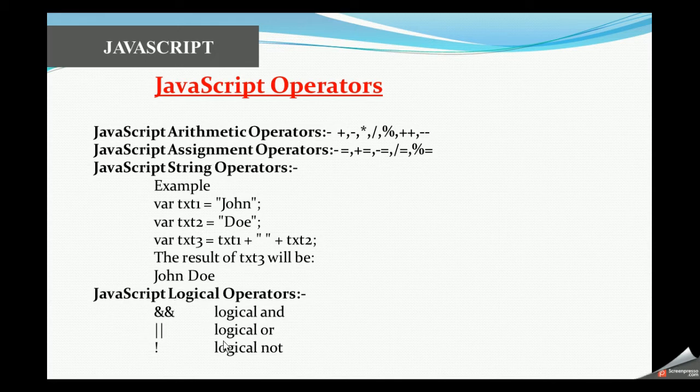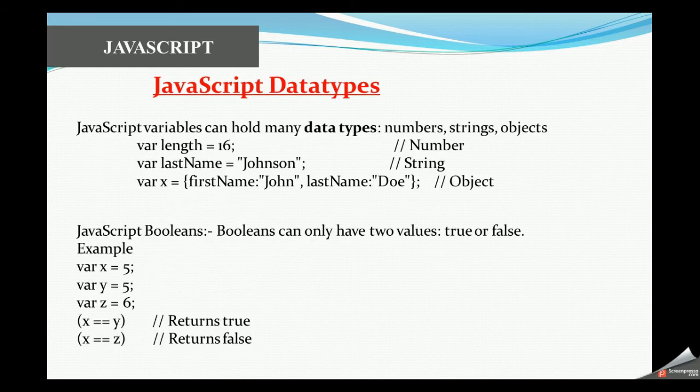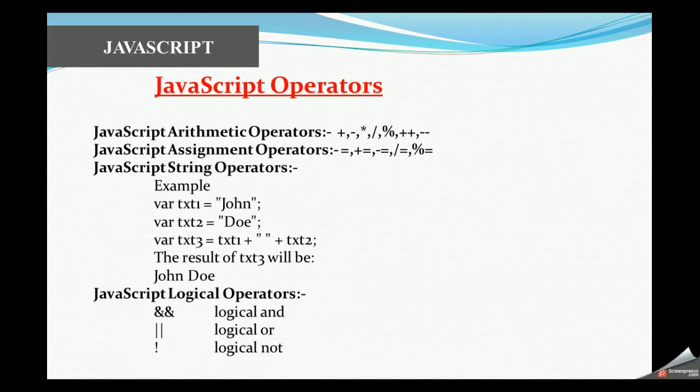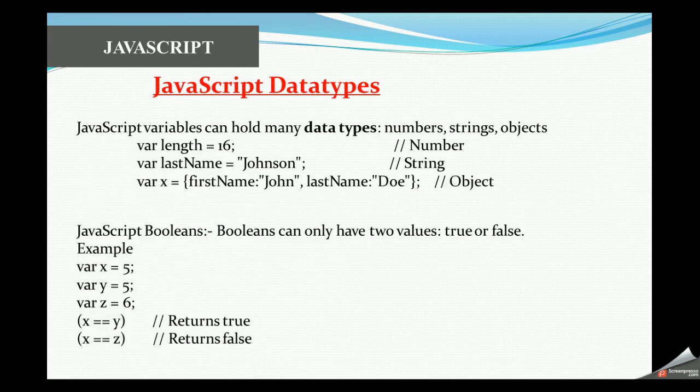Now next is JavaScript logical operators. We have logical and, logical or, and logical not. These are the different logical operators. So JavaScript provides many types of operators: arithmetic operators, assignment operators, string operators, and logical operators. Now coming to JavaScript data types.